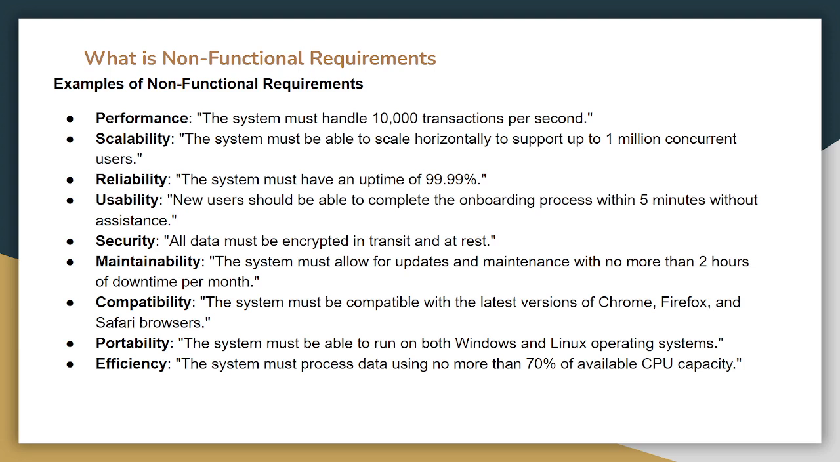And efficiency. The system must process data with no more than 70% of available CPU capacity. So it's about resource utilization, the degree to which the system efficiently uses resources such as CPU, memory, and network bandwidth. And performance optimization, the degree to which the system is optimized for speed and efficiency.